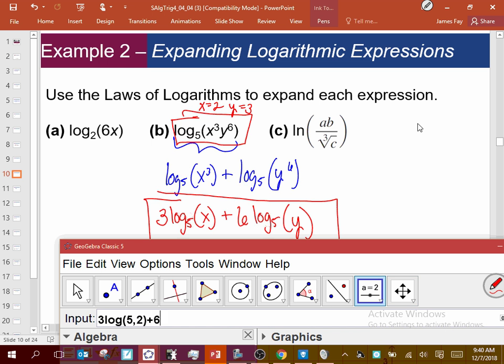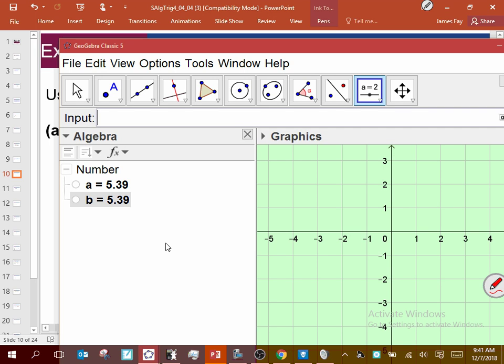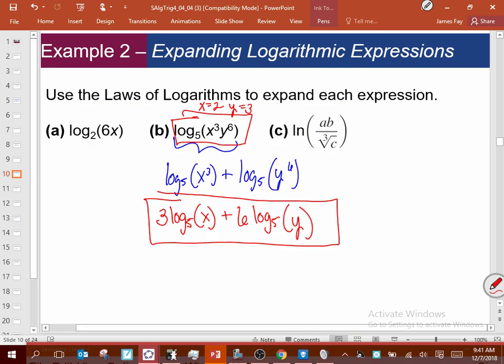Plus 6 log base 5. We let y be 3. Correct? Hit enter. We get the same results, correct? So it tells me I've expanded that correctly. And that process of expanding and condensing works both ways. Eventually we're going to start with this part here and work back to this. You can do that substitution to see if you've done it correctly either way.